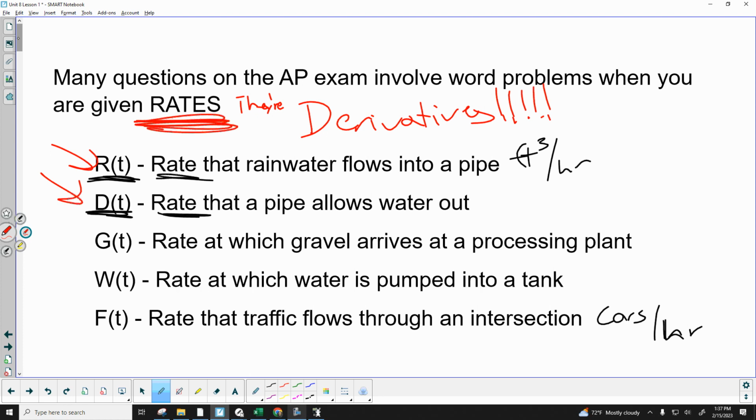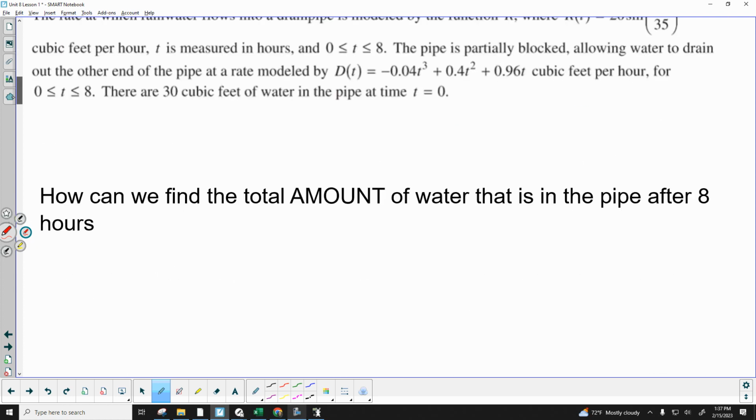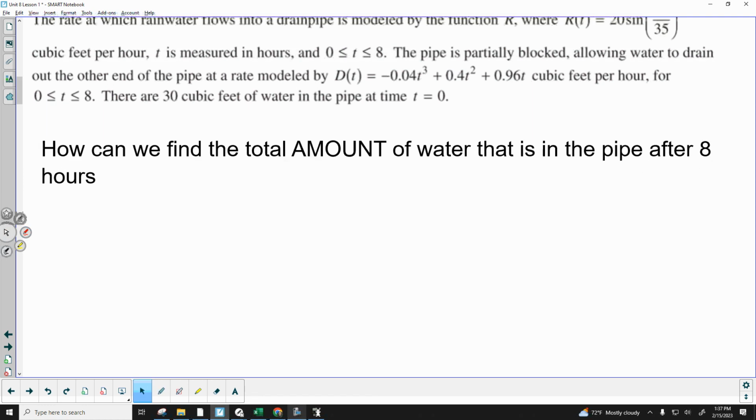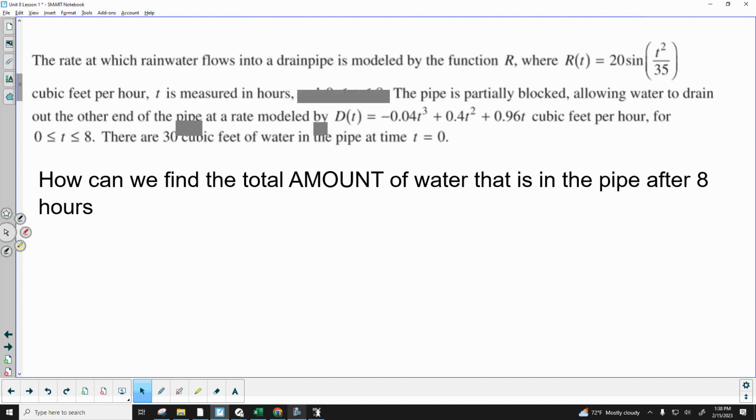All right. To help us understand what's going on, we're going to stick to a specific problem, the drain pipe problem. Think of it as a very large water bottle with a hole in it. Okay? The rate at which rainwater flows into a drain pipe, how quickly it's flowing in, is R of T cubic feet per hour. The pipe is partially blocked, allowing water to drain at a rate modeled by capital D, from 0 to 8. There are 30 cubic feet of water in the pipe at T equals 0.